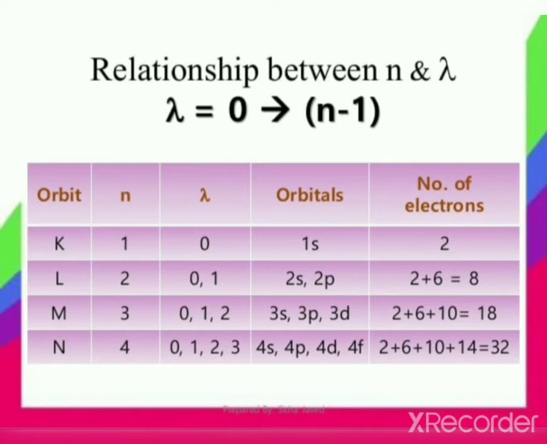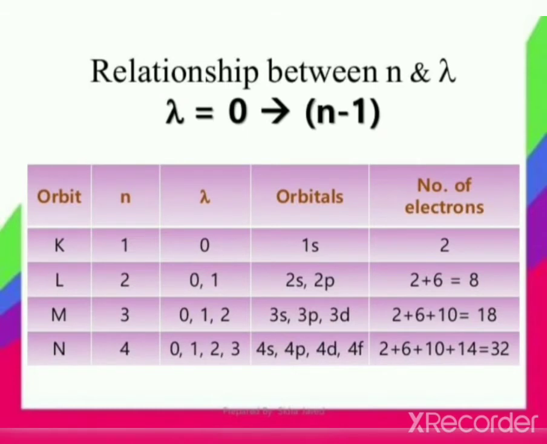Next, consider n equal to 2. If n is equal to 2, L can have 2 values, either 0 or 1. Take the combination n equal to 2 and L equal to 0. This denotes 2s orbital. Consider the next combination n equal to 2 and L equal to 1. This denotes 2p orbital. Therefore, L shell has 2 types of orbitals, 2s and 2p orbitals. For 2s orbital, n is 2 and L is 0, and for 2p orbital, n is 2 and L is 1.